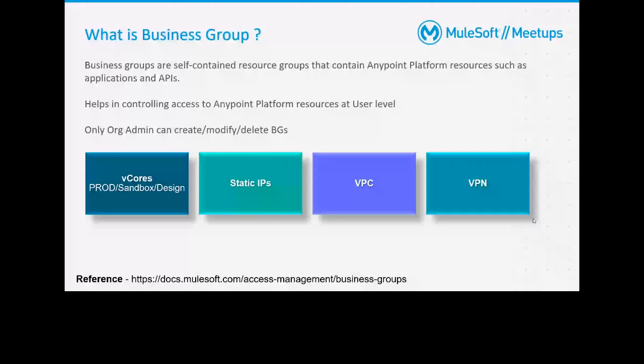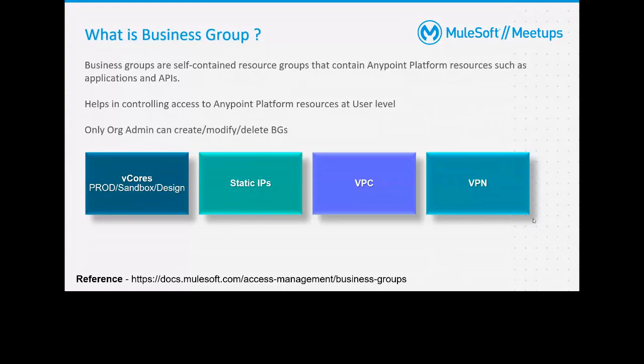Coming to the Anypoint platform, it's a similar way. You have multiple teams, and it can be multiple vendors onboarded to the same platform, so you would like to restrict access for each individual team. Then you can go ahead with multiple business groups, and they can own their VPCs, VPNs, DLBs, static IPs, and vCores. All these come into the VPN setup. Basically, to control access at user level we need business groups, and only the org admin will have access to create, modify, and delete business groups.